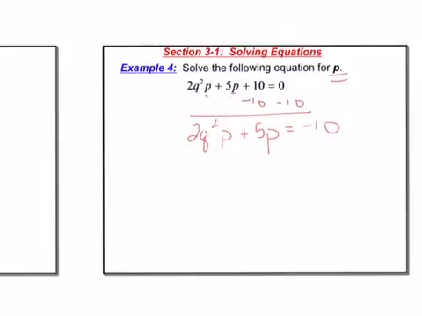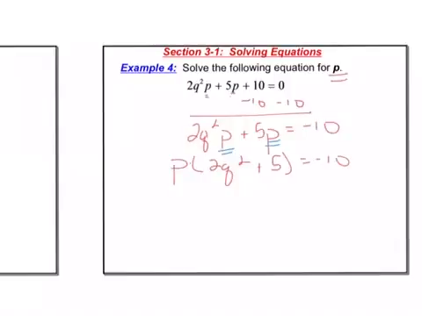And the next thing we want to do is factor out that p so that we can get it by itself. So when I factor p out from both of these terms, I'm left with p and then parentheses 2q squared plus 5, and that's going to equal negative 10.